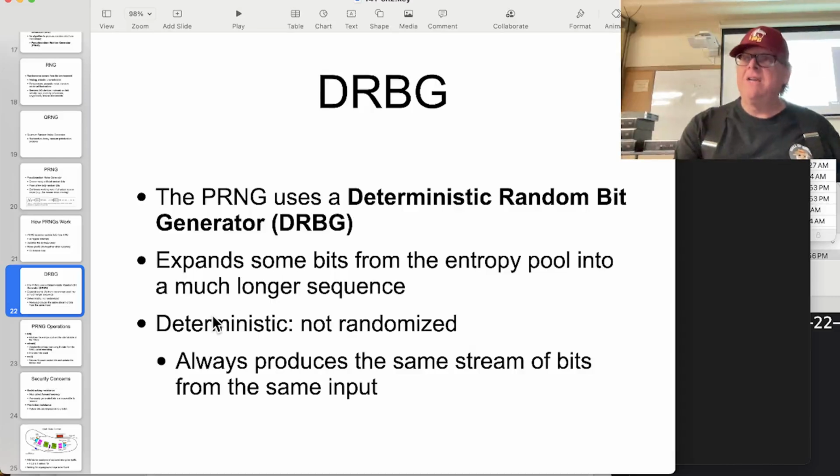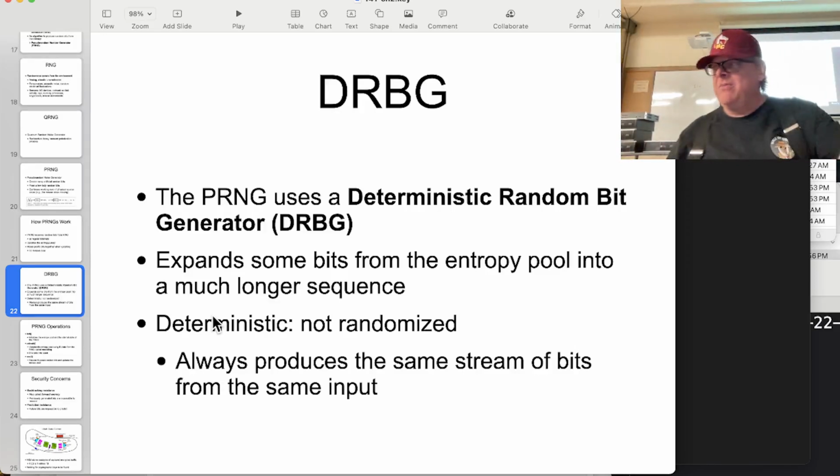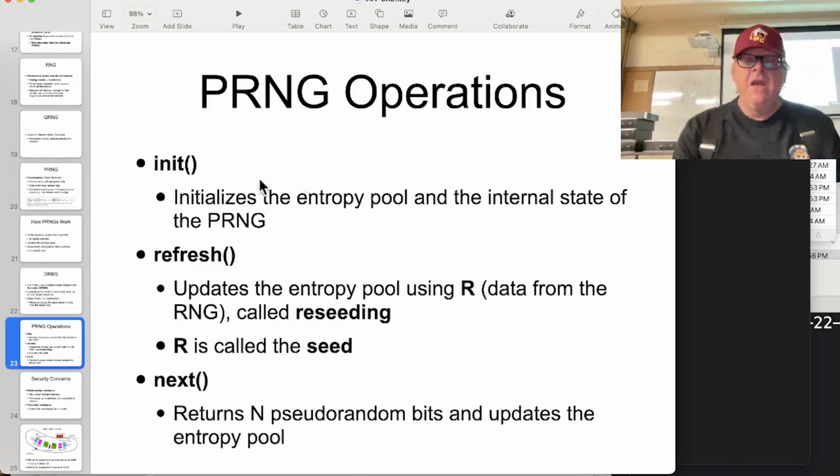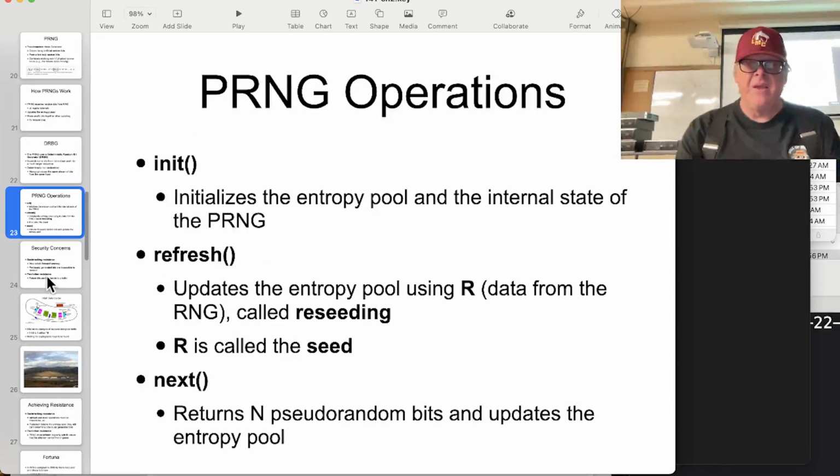And this is going to turn out to be very important to us. This is essentially what encryption is, like AES. You take some input bits and you create some output bits that appear random, but in fact it's deterministic and you can reverse it back to decrypt it. So init initializes the entropy pool, refresh updates it using some data from the RNG, and then next returns the next block of bits. These are the typical functions of your pseudo-random number generator.